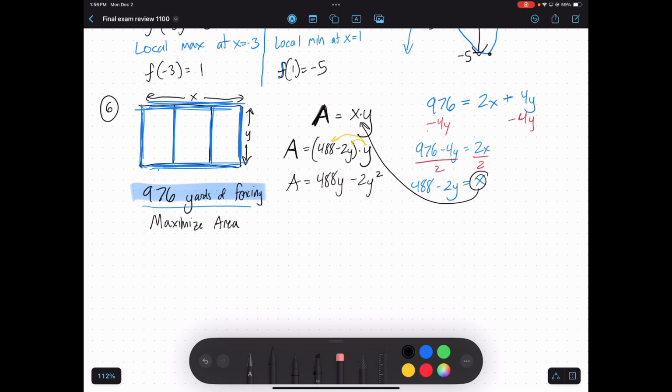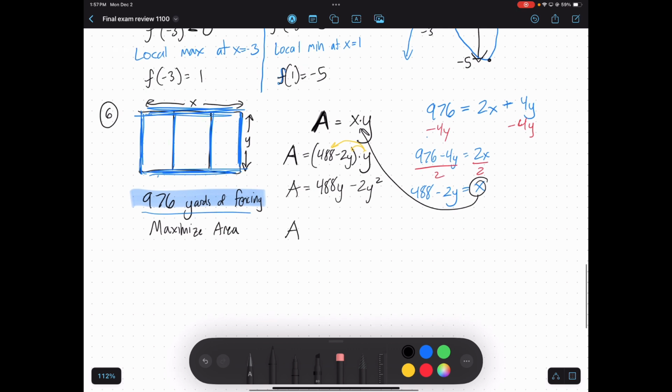Set it equal to 0. Not yet. We don't want to set it equal to 0 yet. First, I need to take the derivative, right? Because we want to look for critical points. We want to look for where the graph flattens out or where the derivative is equal to 0. So I'm going to take the derivative, then set it equal to 0. So the derivative here is just 488 minus 4y.